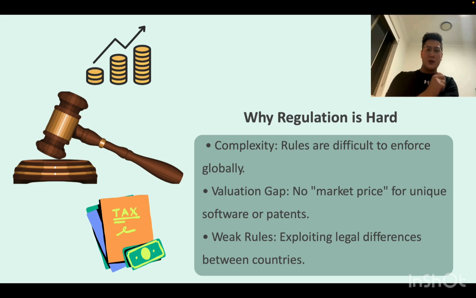Why is regulation hard? You might ask, why don't governments just stop this? Well, as this slide shows, regulation is very difficult. One reason is complexity. The rules are very hard to enforce globally because every country has different laws. There is also a valuation gap. It is easy to know the price of a car, but how do you decide the market price for a unique software or a brand logo? It's very subjective. Finally, companies exploit weak rules. They look for small differences between countries' laws to find loopholes. Because of this, even if it feels wrong, it is often technically legal.